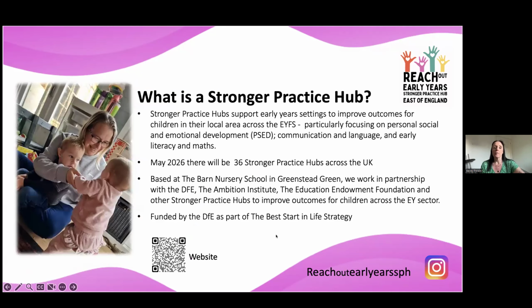So Stronger Practice Hubs support early years settings to improve outcomes in local areas, and this is across the early years foundation stage. It started initially as part of the COVID-19 early years recovery package, but it's now morphed into something a bit bigger, because the outcomes have been so very good that where we started with 18 Stronger Practice Hubs across the UK, that's doubling from May 26, and the funding has been extended into 2029. So actually, the Stronger Practice Hub approach has been very well received, and it's really exciting to be a part of.